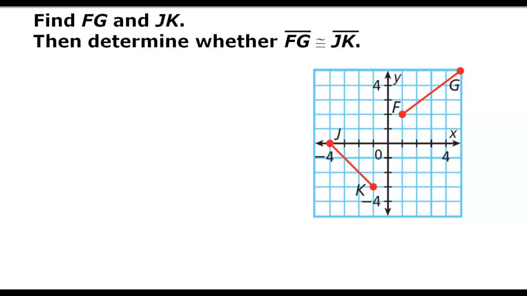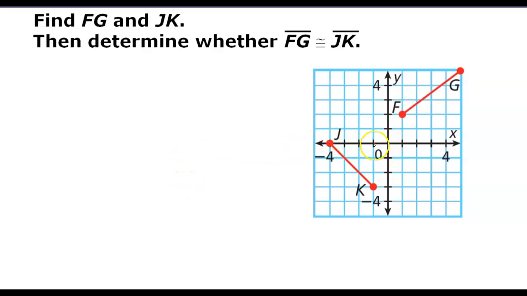Okay? It says determine if FG and JK are congruent. Basically, that means I need to figure out, are these distances the exact same? So how do we go about doing that? We use the distance formula.